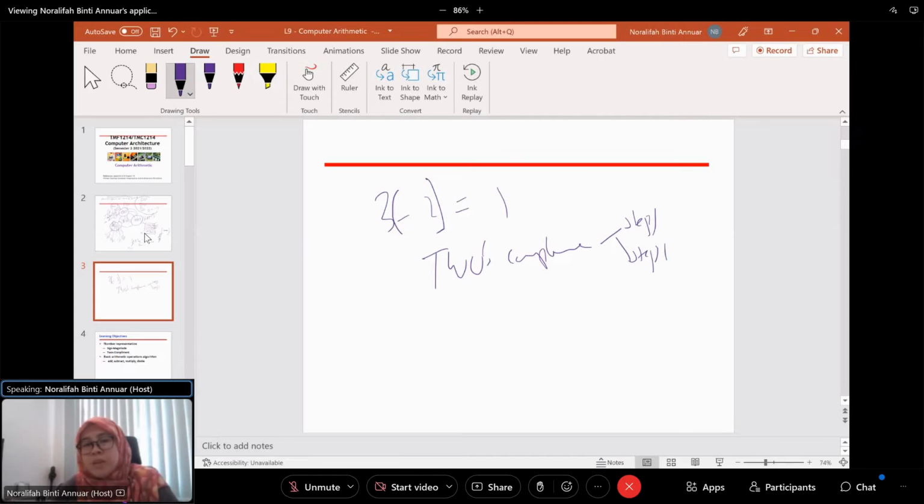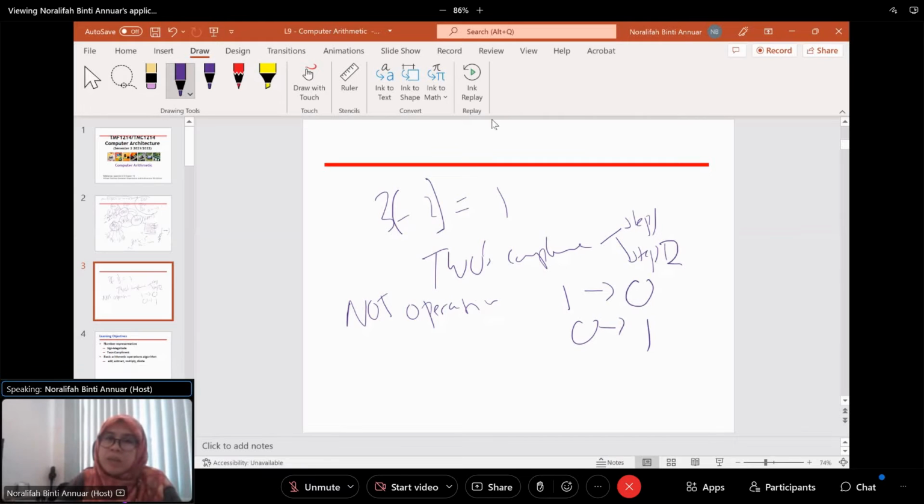Step 1, what? Step 1, you do the NOT operation, bitwise NOT operation. What is the NOT operation? If 1, you invert to 0. If 0, you invert to 1. Simple as that. Then what is step number 2? Step number 2 is you add 1 bit to the least significant bit.